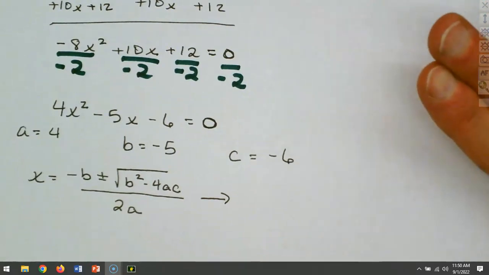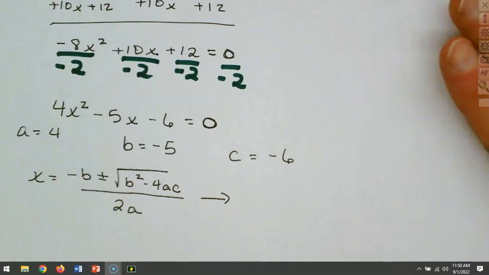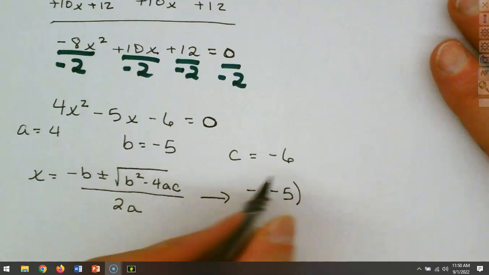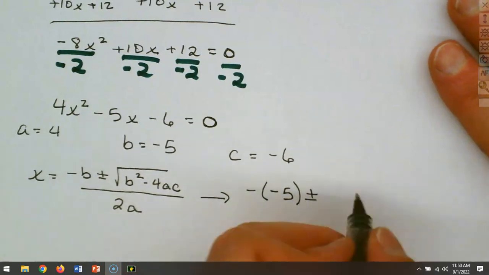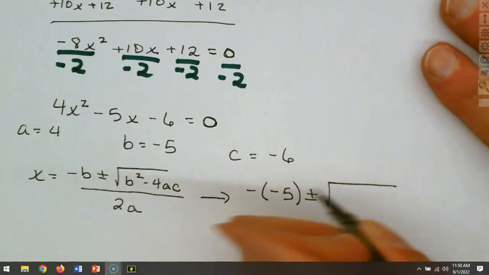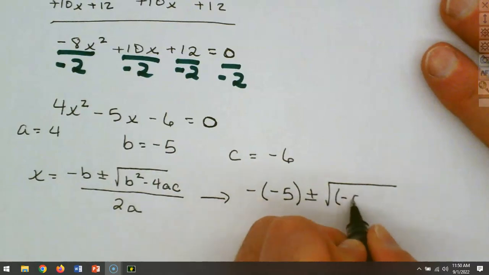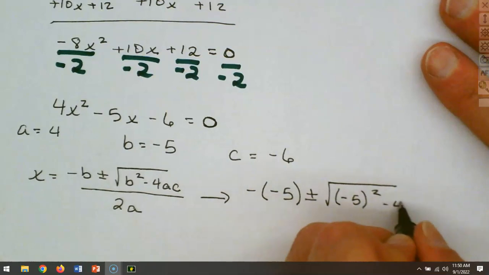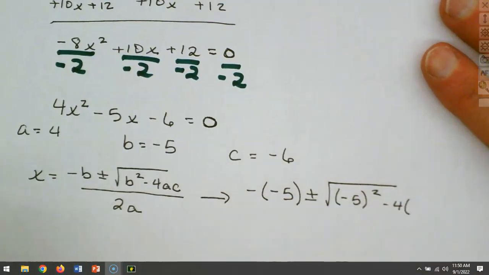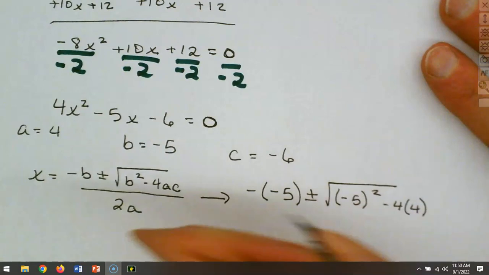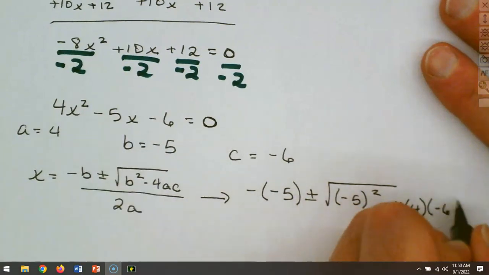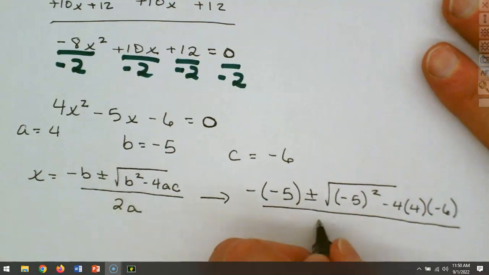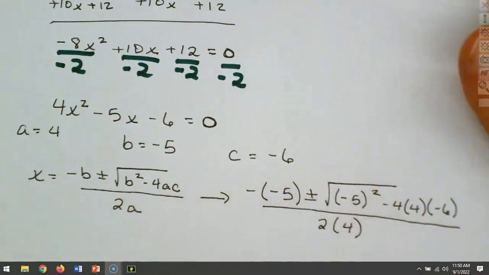Watch out for double negatives, so be careful with those if you have one. We have a minus 5, plus or minus, we've got the square root of minus 5 squared, minus 4, times A, which is 4, times C, which is a negative 6. And that's all going to be divided now by 2 times 4.